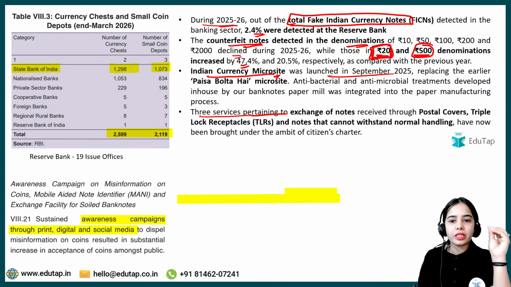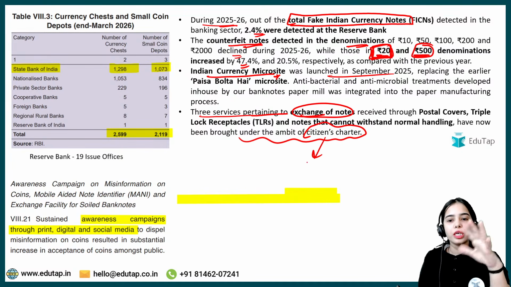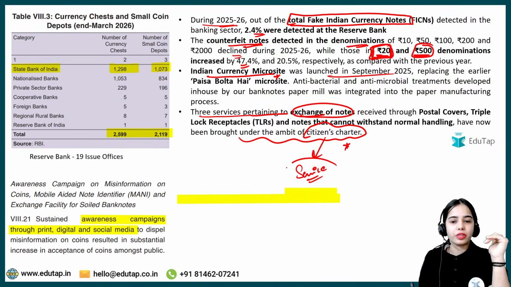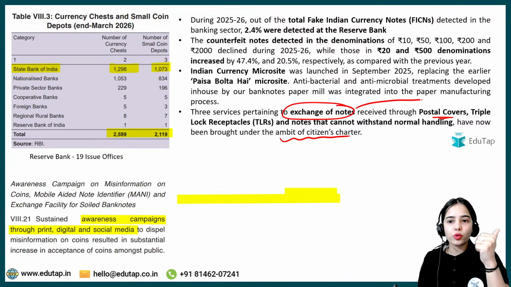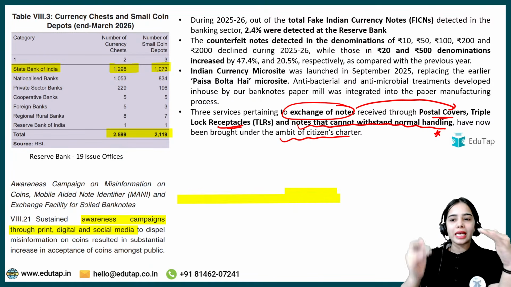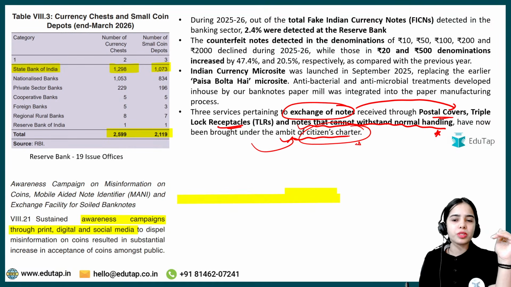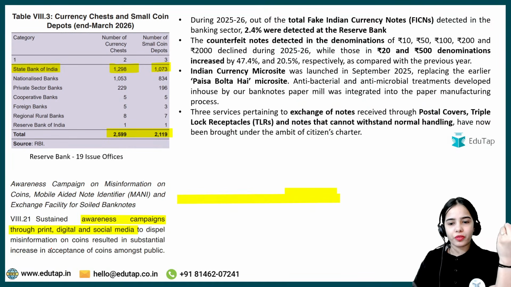Next is three services pertaining to exchange of notes. They are under the ambit of the Citizen Charter. So Citizen Charter is basically informing about the different services that the RBI departments are providing. Okay, so the three services pertaining to the exchange of notes are: notes received through postal covers, through triple lock boxes from the banks, from the currency chest, and the notes that cannot withstand normal handling. So these three services have come under the ambit of the Citizen Charter.